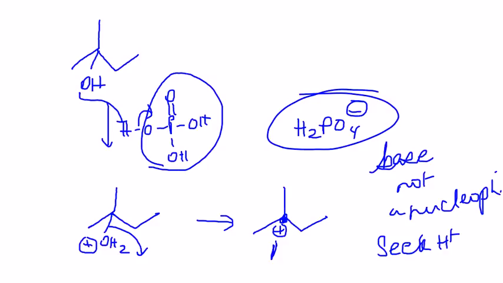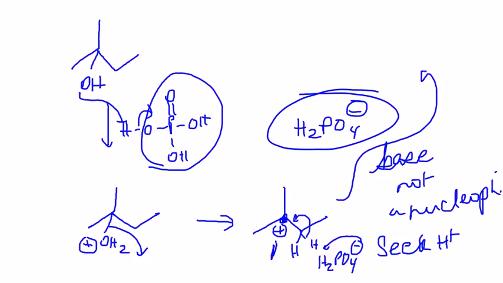So you're not going to see the O negative attack at this positive center and give you a substitution product, but rather one of the beta hydrogens is going to be attacked. Electrons will move, and you're going to end up with the alkene. So that's what we saw last week. But this week we are going to focus on substitution, not elimination.